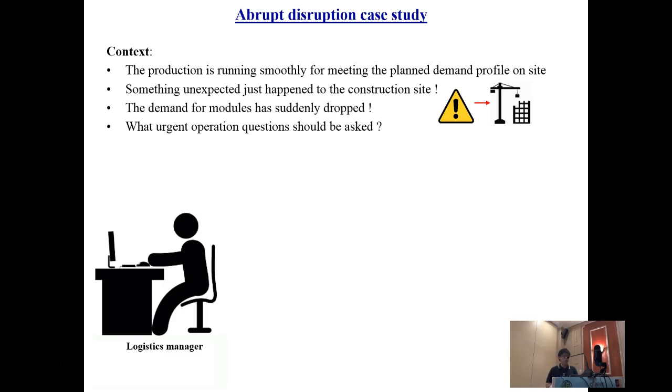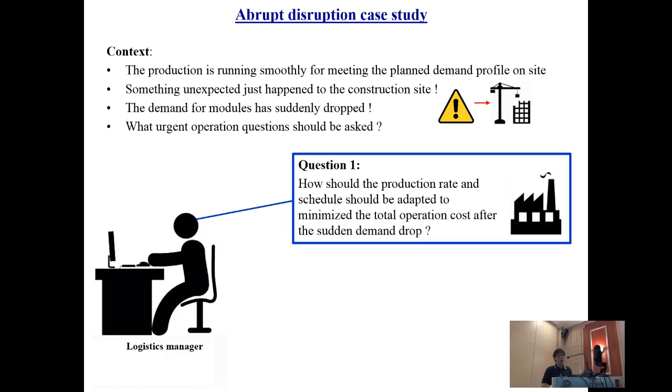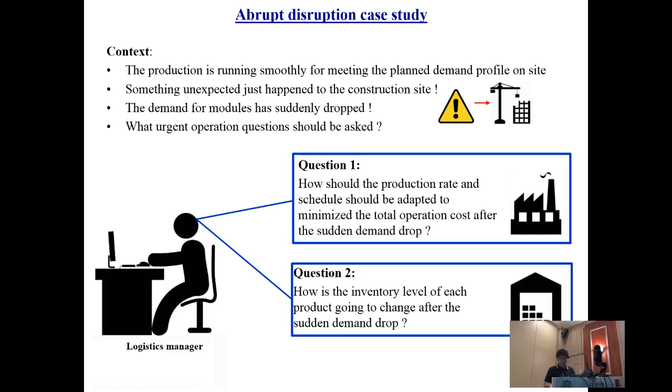Okay, then for the abrupt disruptions, let's say the assembly process and the production sequence is running smoothly to meet the plan, but something unexpected just happened, making the demand drop to half of the original. And what operational questions could be asked under these circumstances? First, how should the production scheme be adapted immediately to deal with this unexpected situation? Second, how will the inventory change under these circumstances?